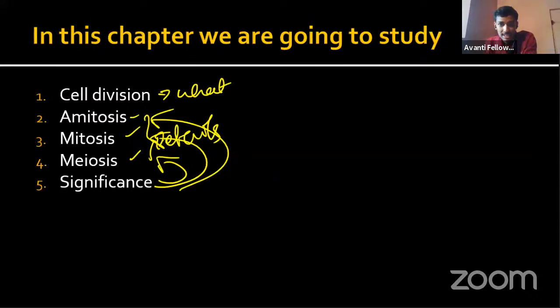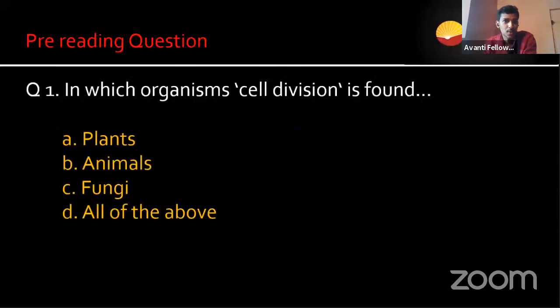First question, a pre-reading question: in which organism is cell division found? They have given four options. One is plants, second is animals, third is fungi, and fourth is all of the above.